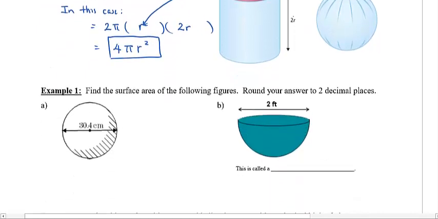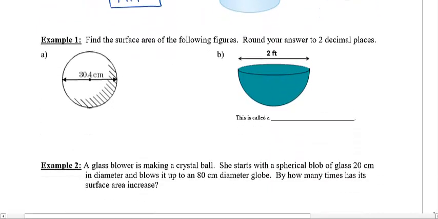So, now let's try to actually apply it. So I'm going to ask you to find the surface area of the following figures. In this case, yes, it's just 4 pi. Notice it's r, not the diameter. So take 30.4 and divide it by 2 to figure out r. That would be 15.2. And then don't forget to square. And crunching this on your calculator, I got 2,903.33 centimeters squared.